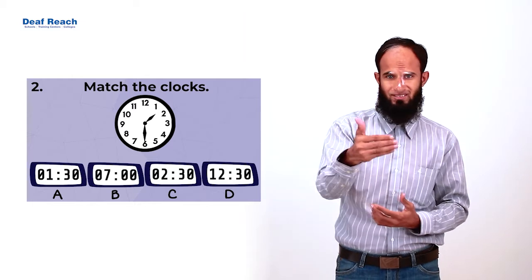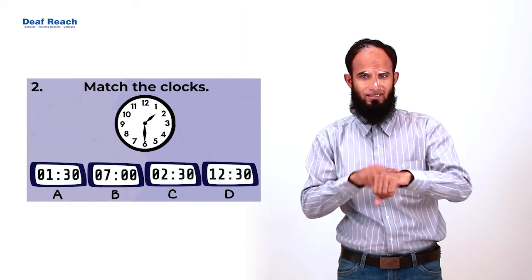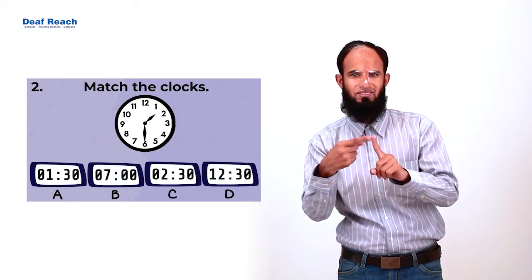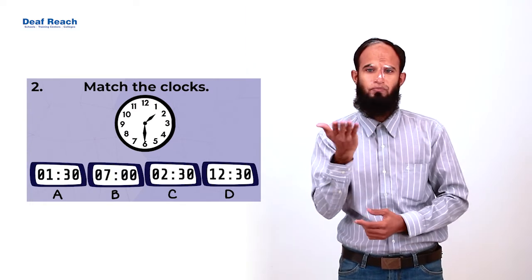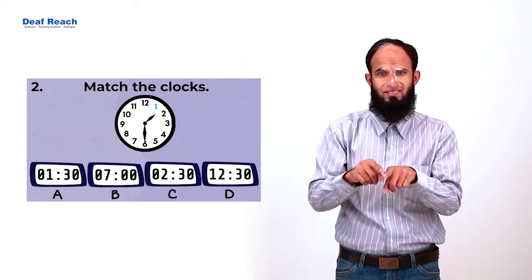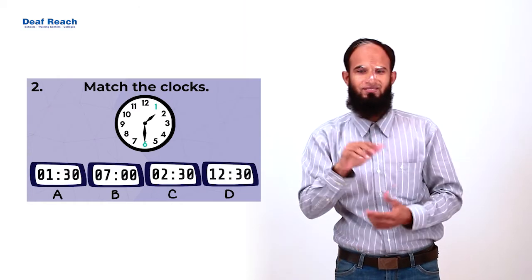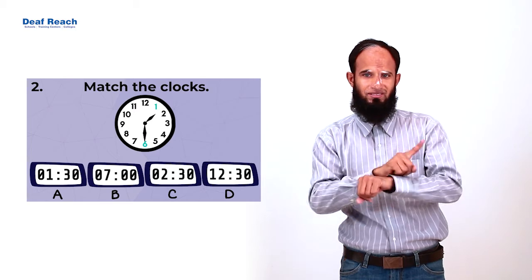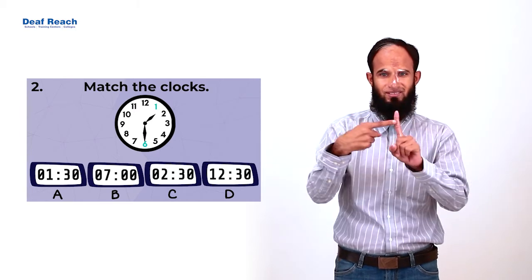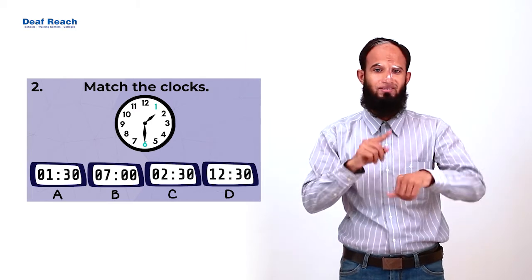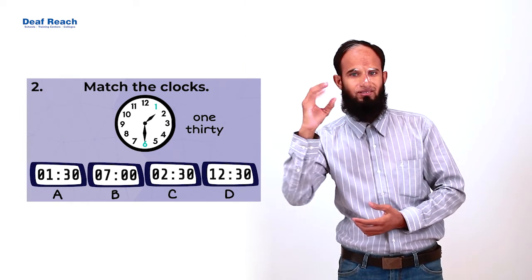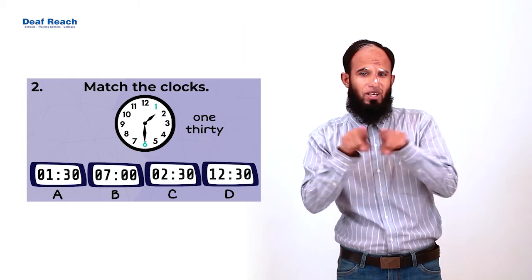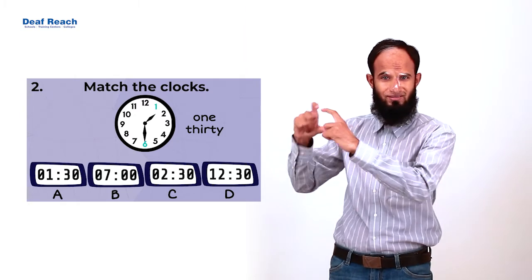Next, the hour hand is pointed between 1 and 2, meaning it is just past 1. While the minute hand is pointed at 6. So the time is 1:30. This is the same as digital clock A.